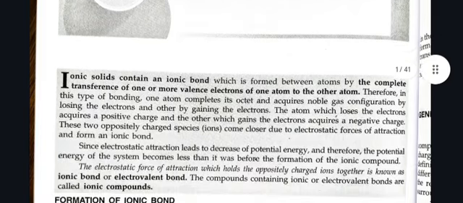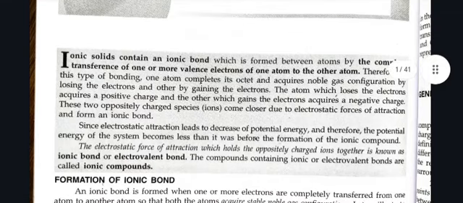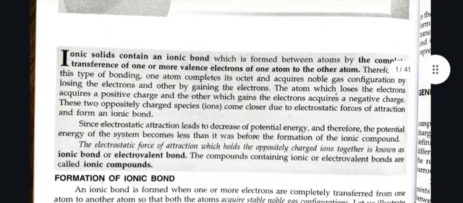I'm a student of BSc Chemistry Honours first year, and today I will be reading chapter 4, Ionic Solids, from the book Modern Approach to Inorganic Chemistry. So the chapter begins. Ionic solids contain an ionic bond which is formed between atoms by the complete transference of one or more valence electrons of one atom to the other atom.